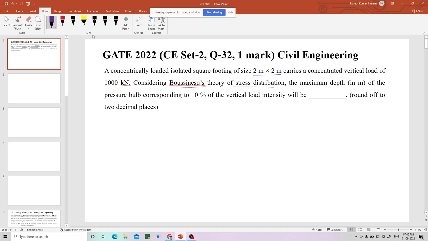So here, what is the new word which we have come across? Anyway, we have discussed the use of this Boussinesq theory. The new word today is pressure bulb. So first we will learn about the pressure bulb today.